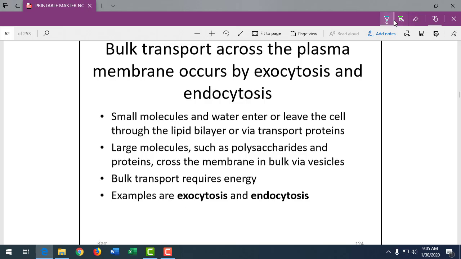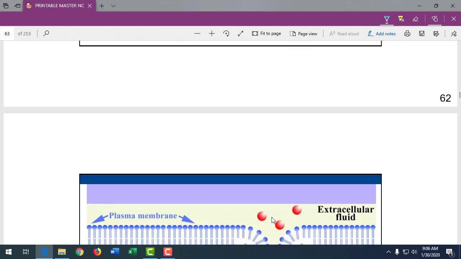Bulk transport is when we are looking at exocytosis and endocytosis. So exo means you're taking things out of the cell, and endo means you're bringing things into the cell. So whenever a cell is taking in, like that example we showed earlier, an immune cell taking in bacteria, that's endocytosis.